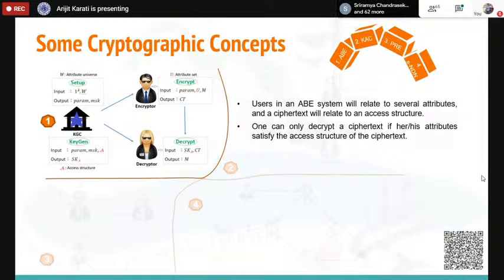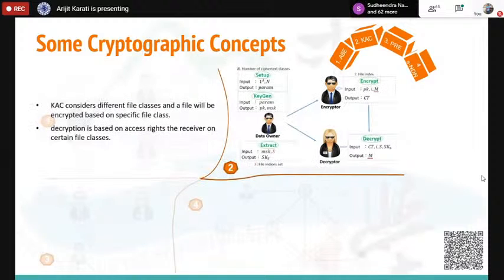So I'm not going to discuss all those parts. So what is this attribute-based encryption? Attribute-based encryption is basically where the data is encrypted based on some set of attributes rather than only a single identity of a user. The next one is the key aggregate crypto systems.